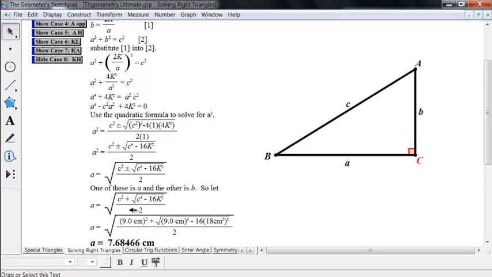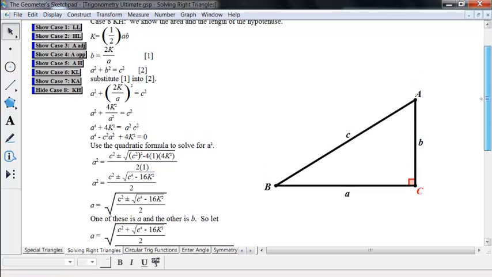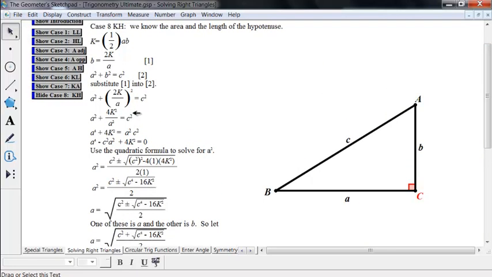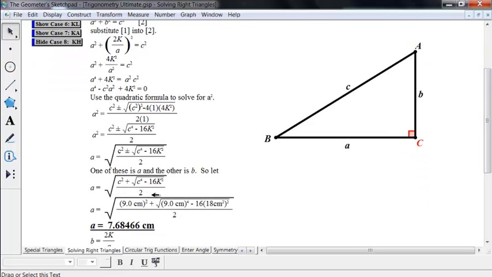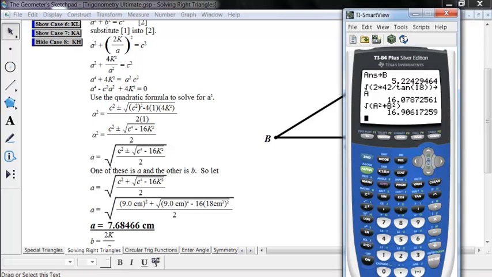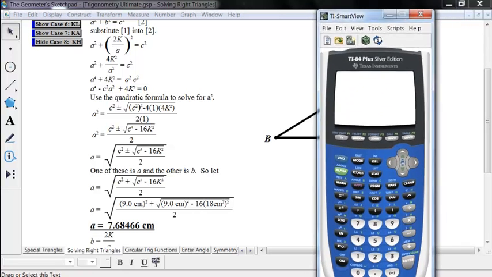Alright, it's a little complicated because we had to use the quadratic formula there. We set up a system of equations, solved the area for b, and substituted that in place of b. We looked at that and saw that it's a 4th degree polynomial which we can solve with the quadratic formula. Okay, so now we have an expression where we can plug in the c value of 9 centimeters and the area of 18 square centimeters, and let's go ahead and work this out on the calculator.